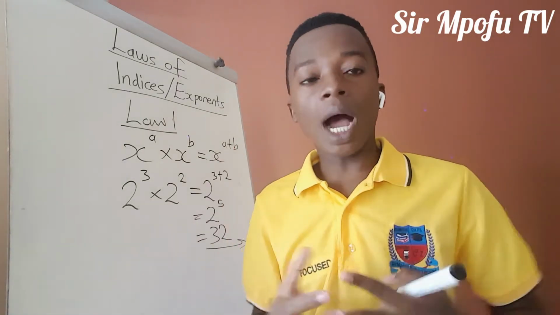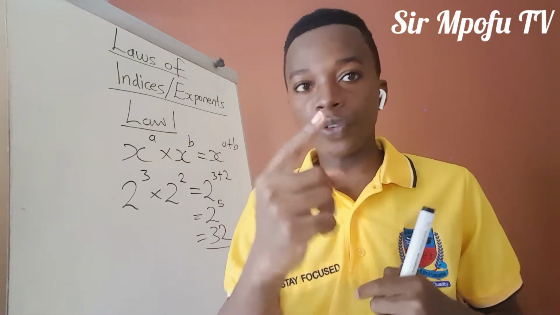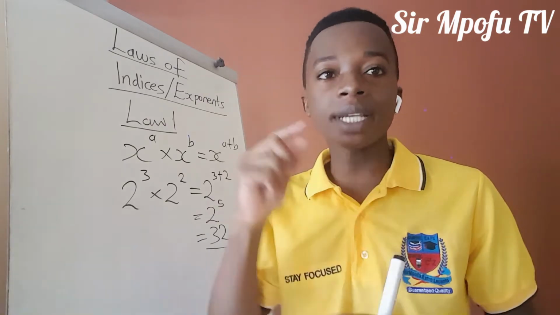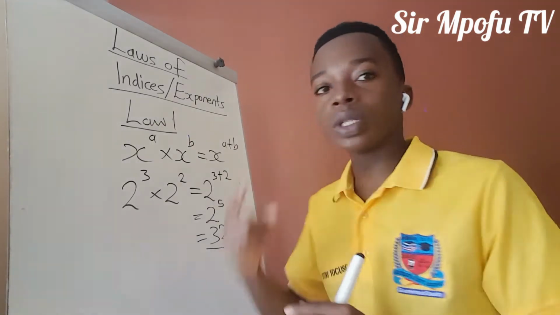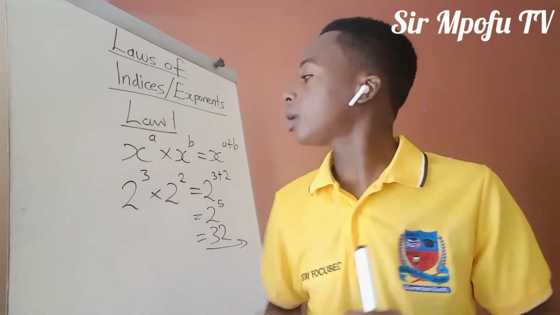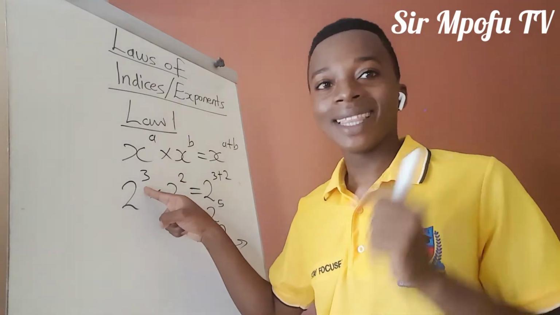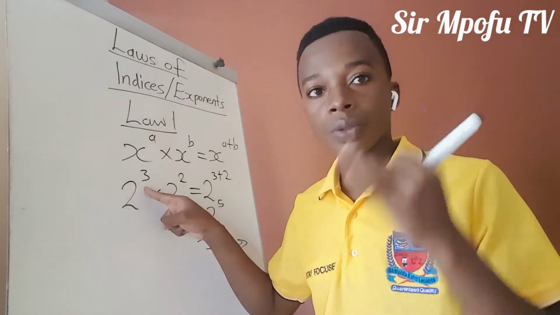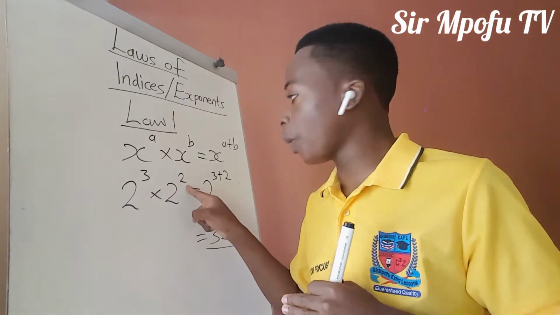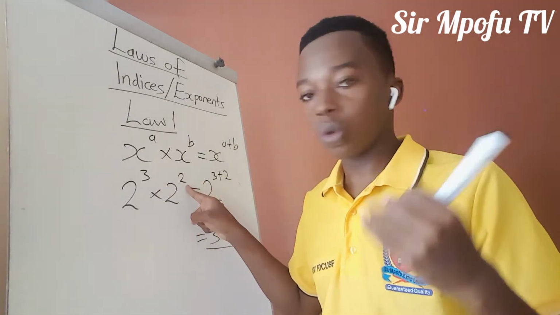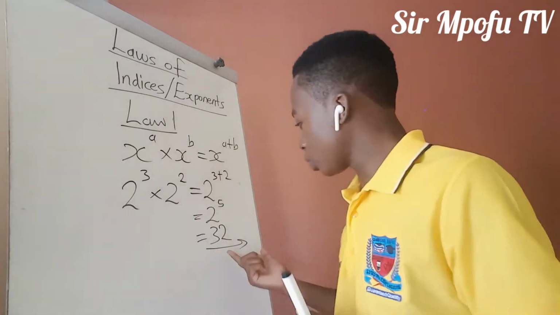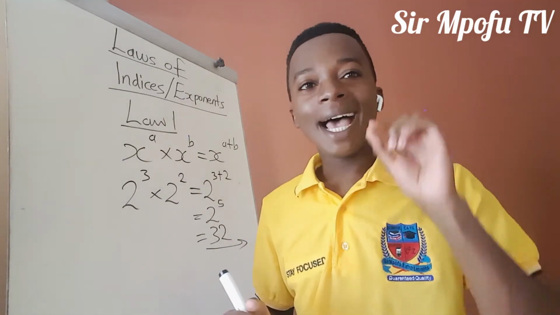When I taught you how to simplify exponents, if you didn't watch that video, you must watch that video on Sempof TV. This is the same as 2 times 2 up to 5 times, right? If you want to prove this, remember 2 to the power of 3, that is 8. We say 2 times 2 times 2, that will be 8. Then 2 to the power of 2, that is 4. You say 2 times 2. So if you say 8 times 4, you are going to get 32.